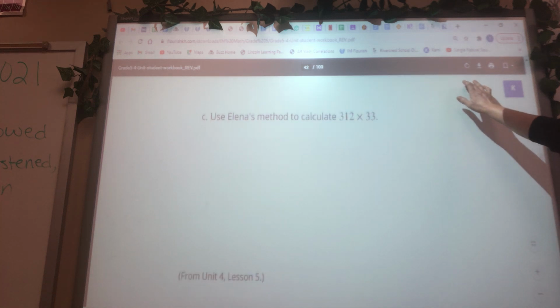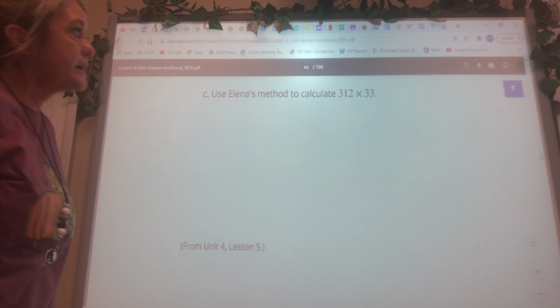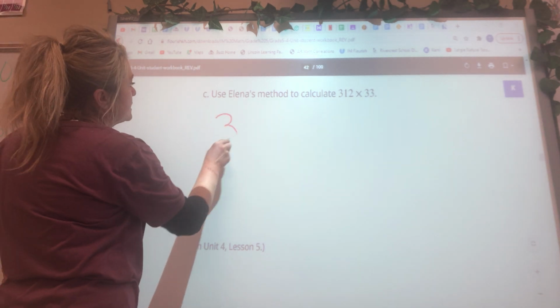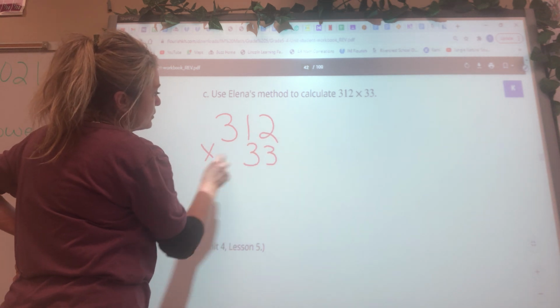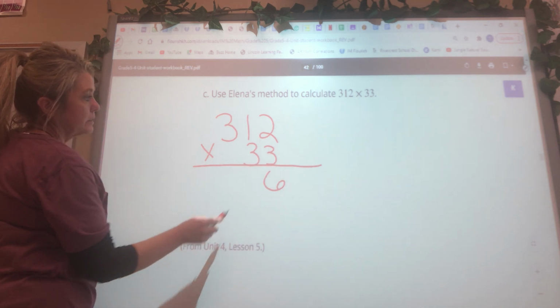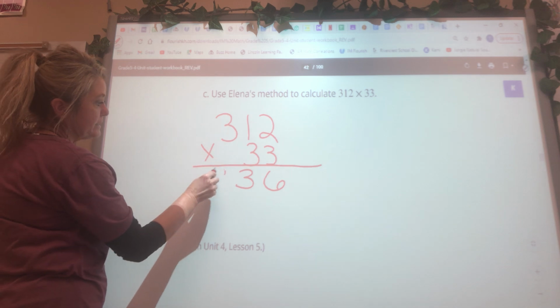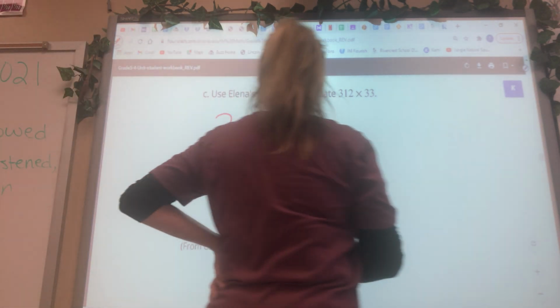Now, part C. Use Elena's method to calculate 312 times 33. Well, Elena just used standard algorithm, didn't she? So we would have 312 times 33. 3 times 2 is 6. 3 times 1 is 3. 3 times 3 is 9. Remember, we multiply each number times each number on top.